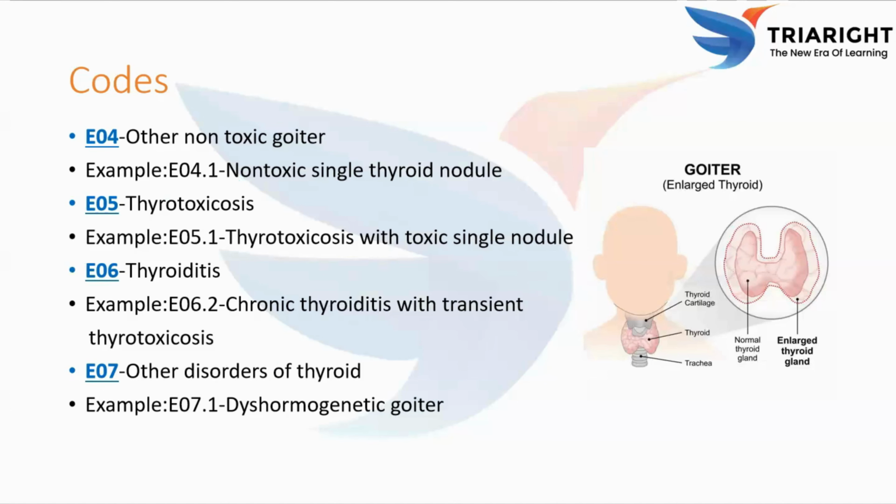So what is the point here? E05 is an overactive thyroid gland code. Too much hormone makes the body speed up. Coming to the next code, thyroiditis. What do you mean by thyroiditis? Thyroid means thyroid gland. Itis means inflammation. So inflammation of the thyroid gland is defined as thyroiditis.